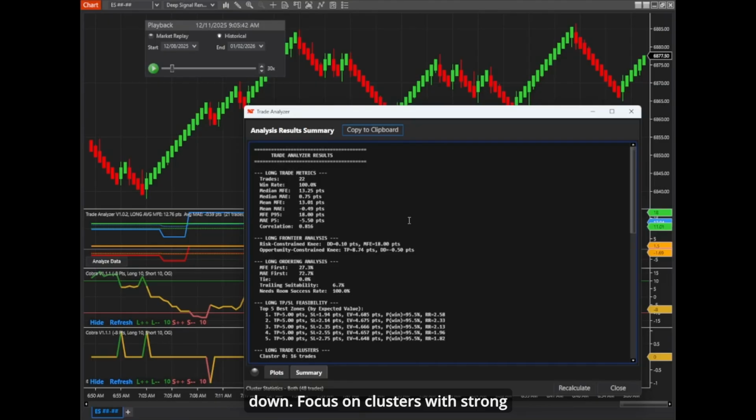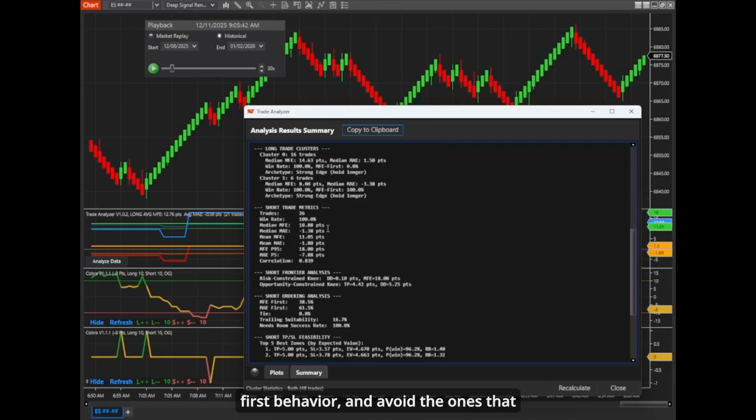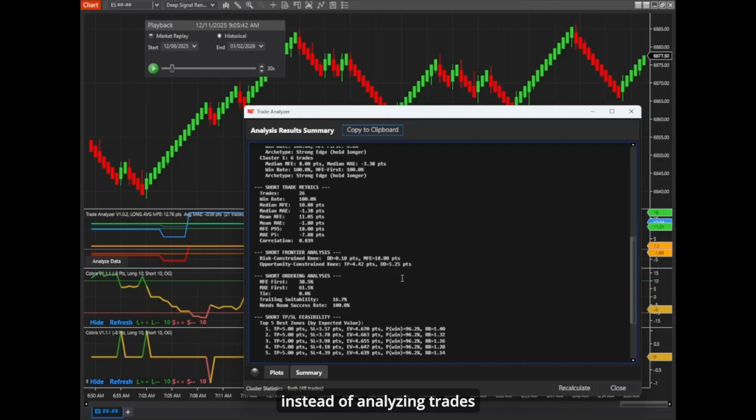Focus on clusters with strong sample size, high win rate, and high MFE first behavior, and avoid the ones that don't. The summary window in Deep Signal Trade Analyzer gives you a complete, high-level view of your trading performance. It consolidates all of your key statistics into one place, so instead of analyzing trades individually, you can immediately understand how your strategy behaves as a whole.